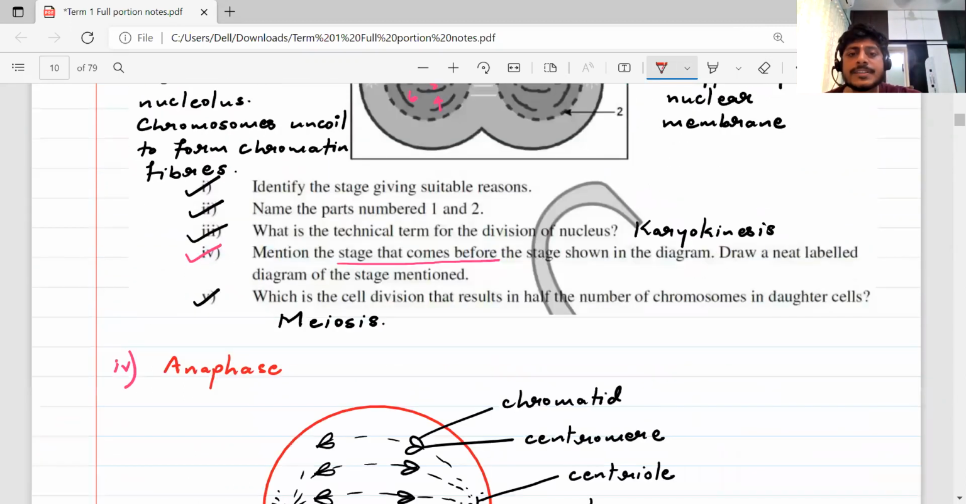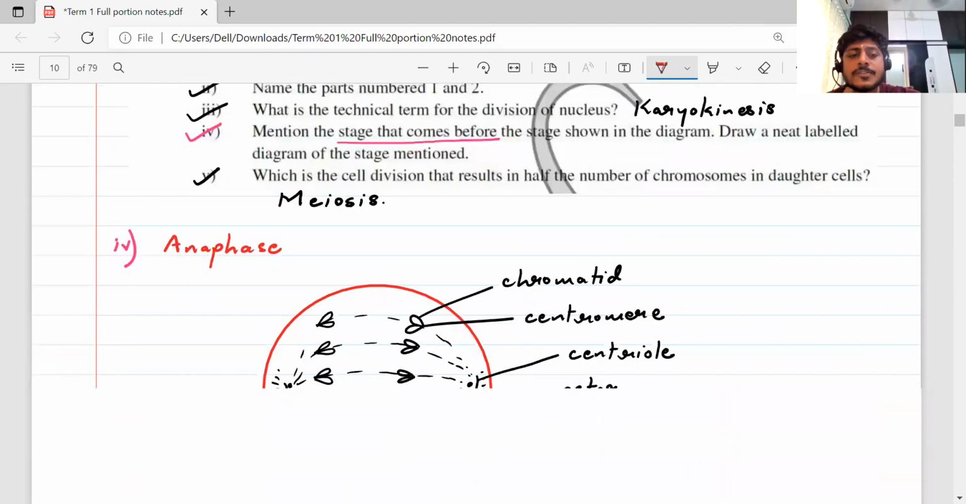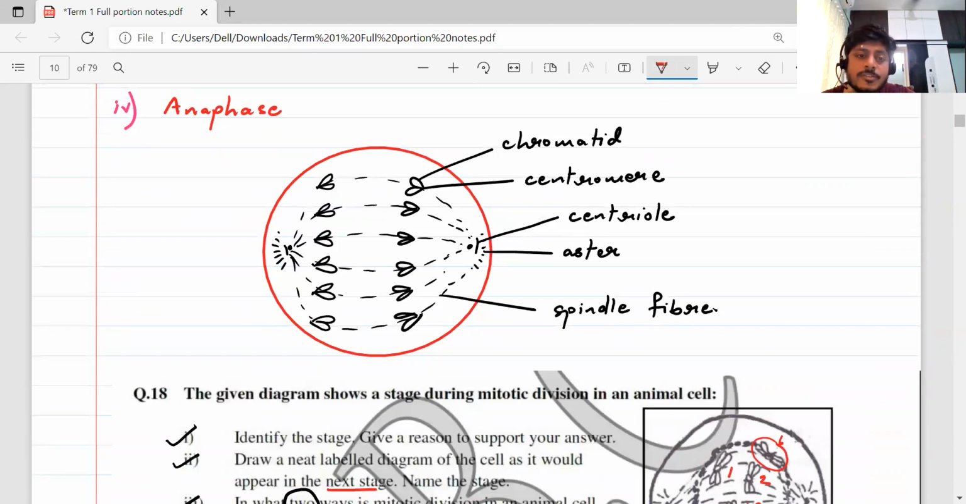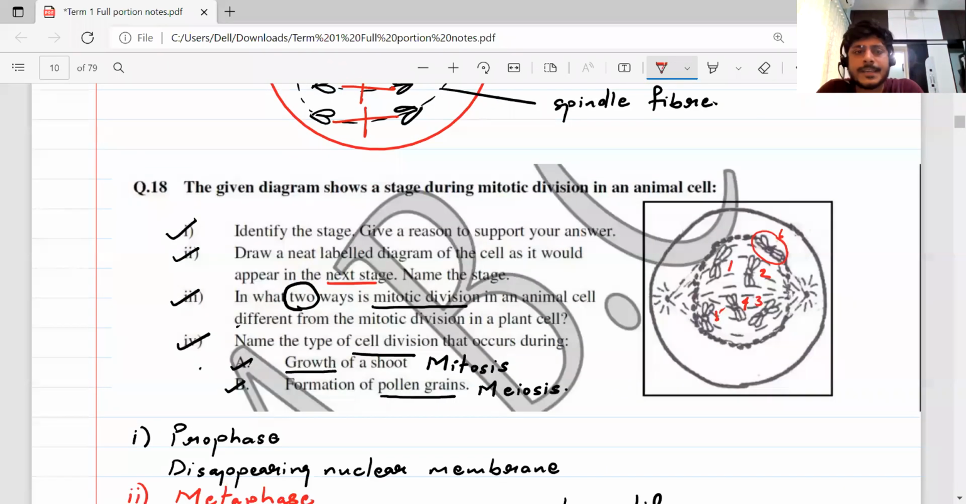And they had asked you to draw the stage that comes before telophase. So anaphase, see here, anaphase has 6 chromosomes. So this plus this is 1, this plus this is 2, this is 3, this plus this is 4, this plus this is 5, this plus this is 6. Okay, so in anaphase, you have to count the two chromatids and join them as one chromosome. That's the place where many of you make a mistake.